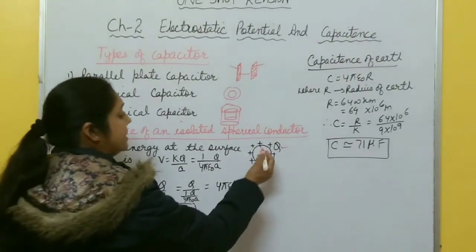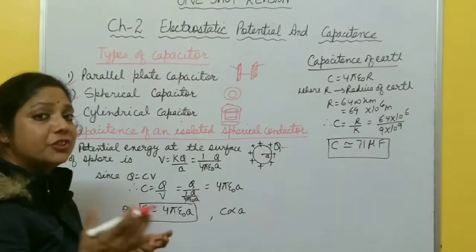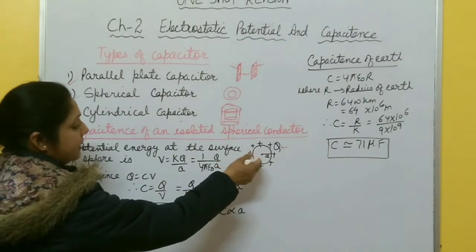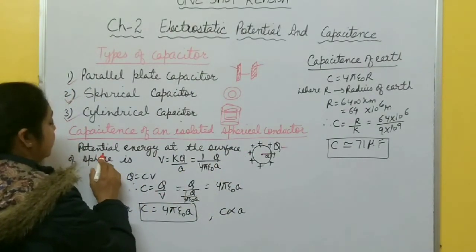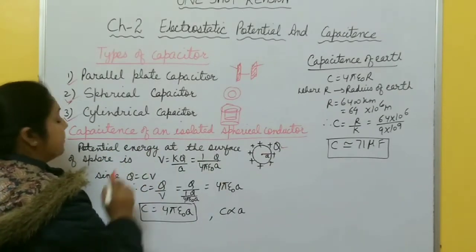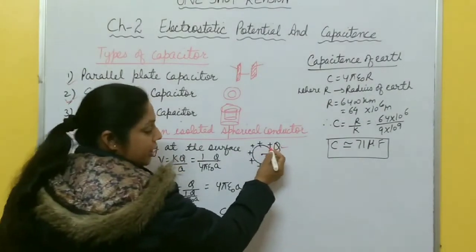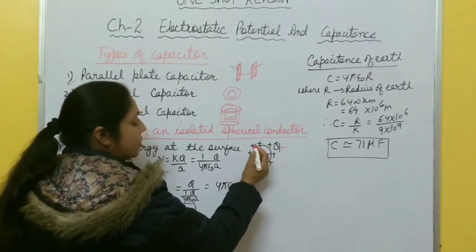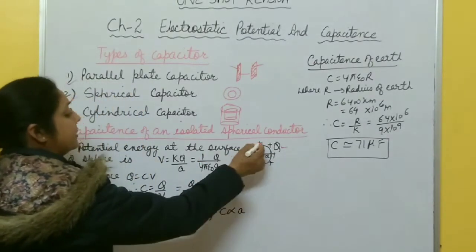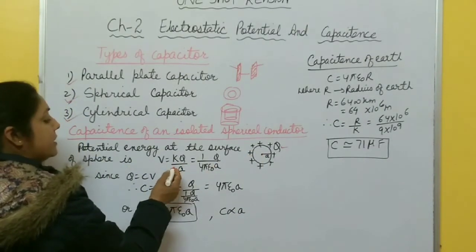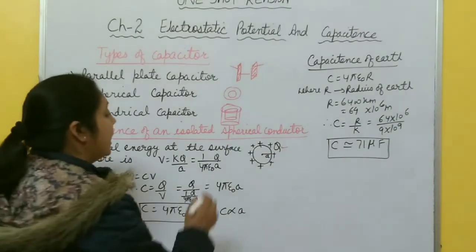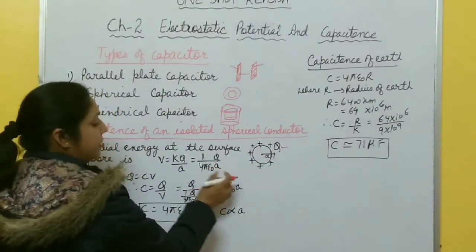What is the capacitance of this spherical conductor? How much charge can it store? To find this, first you know the potential at the surface of a sphere. Suppose charge q is distributed over the surface of radius a. So how much is the potential at the surface of this sphere? It is equal to kq by r. Here r is small a, the radius of the sphere.